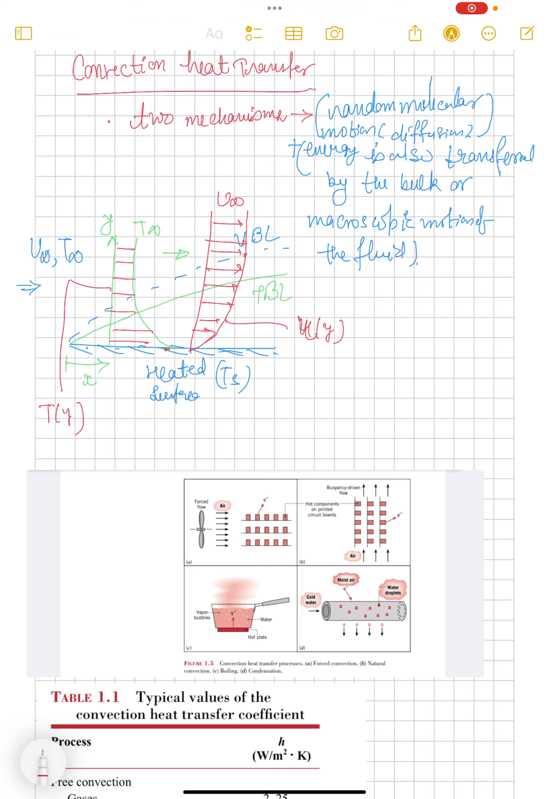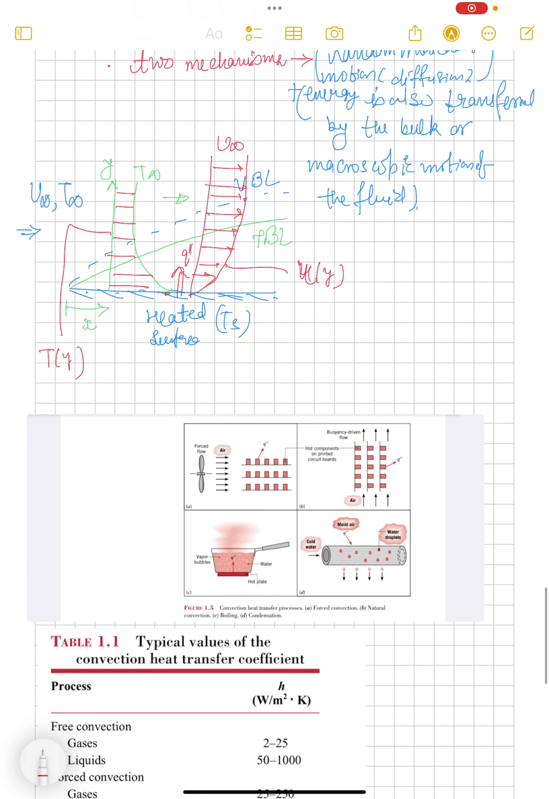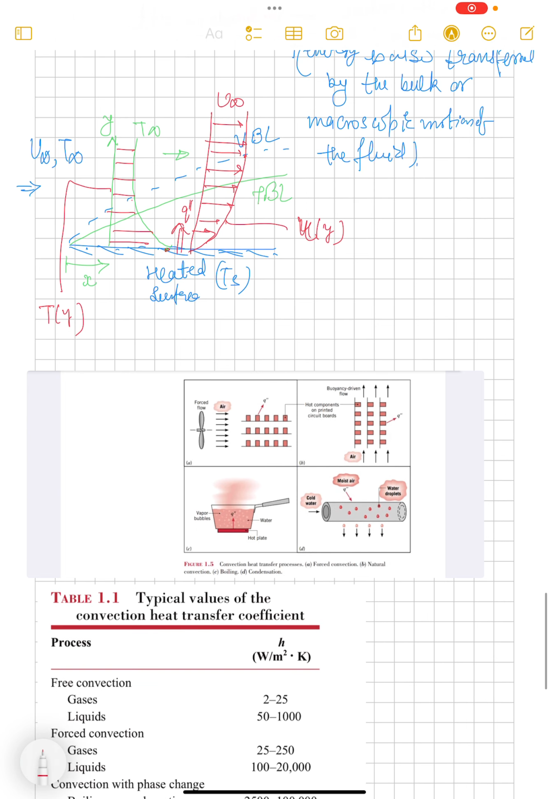Because of the heated surface, heat will flow to the fluid and the fluid will get hot. Convection, as we studied above also, can be of various types: forced convection and natural convection. This is forced convection. This is natural convection.